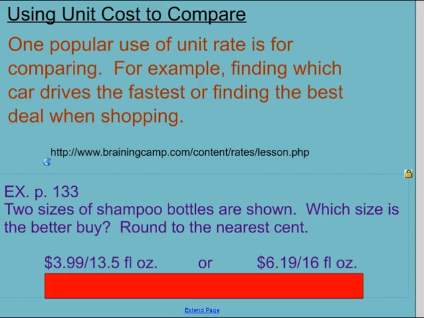Now let's try a problem on page 133. 2 sizes of shampoo bottles are shown. Which size is the better buy? Round your answer to the nearest cent. $3.99 for 13.5 ounces or $6.19 for 16 ounces. Pause the video and figure out the problem.